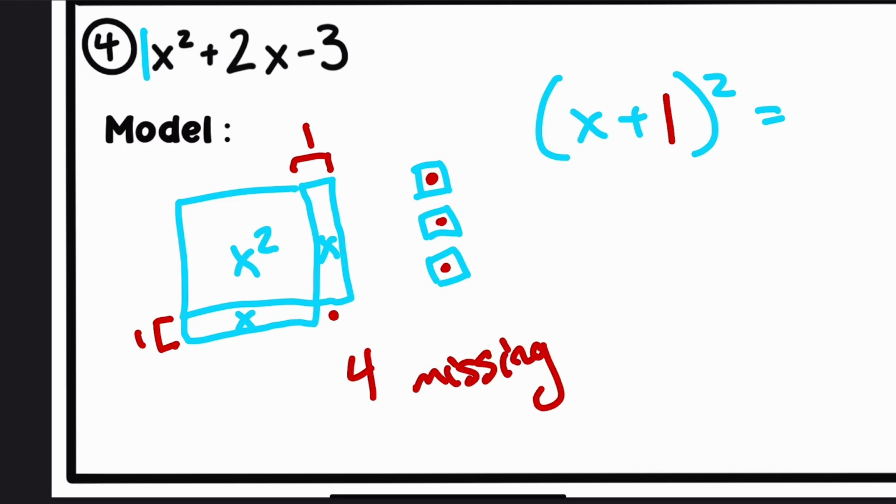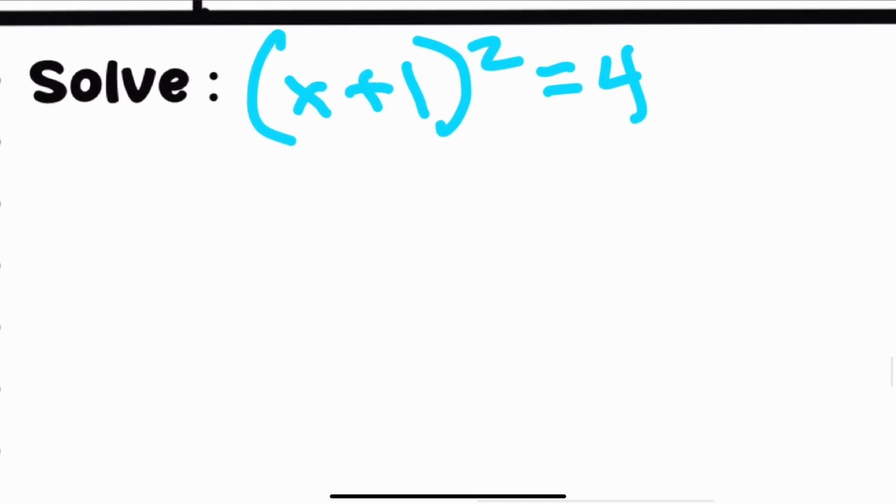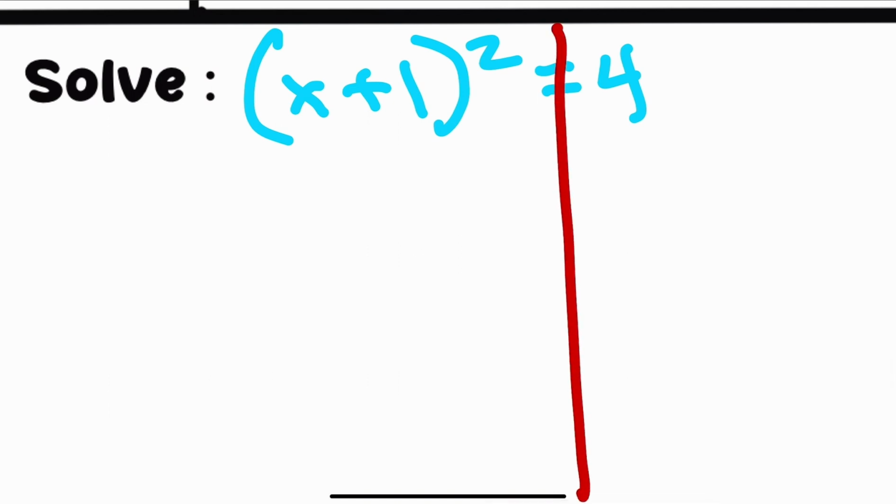And now that only happens when you have a negative number to start with, okay? So it's a little bit different. But since I have 4 missing pieces, I'm going to write my 4 over here. And the rest of this is going to go exactly the same way as the others did. So I'm going to copy my problem. I had x plus 1 squared equals 4. I'm going to start solving this.